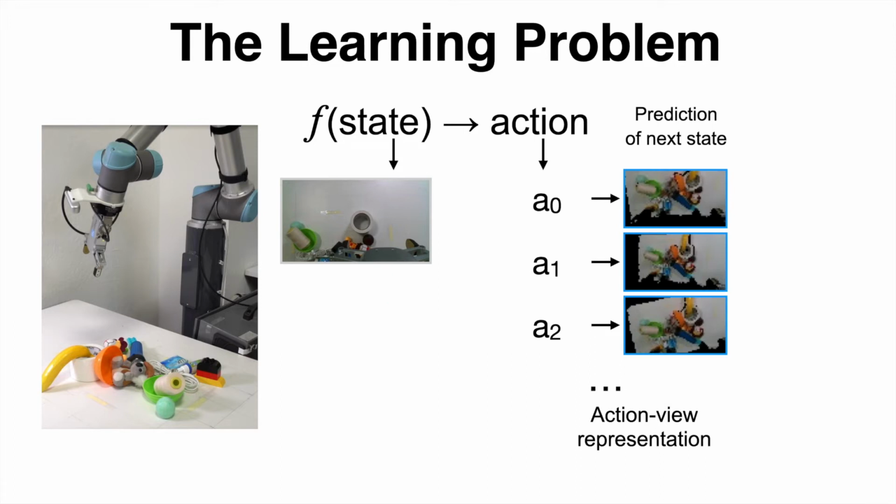Instead, here we use a new action view representation where each action is represented by the prediction of the next state, assuming the system took this action. In this case, the network only needs to look at all the possible next states and find the ones that are most promising in order to execute the corresponding action.